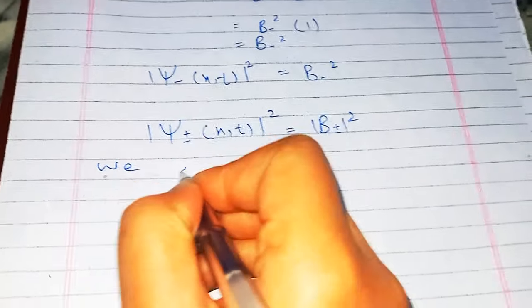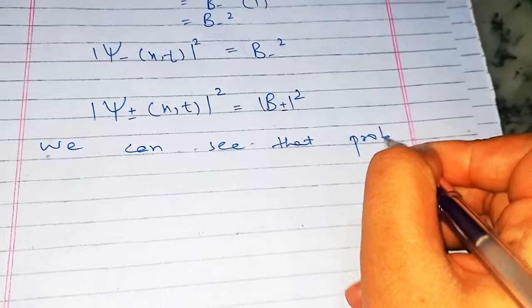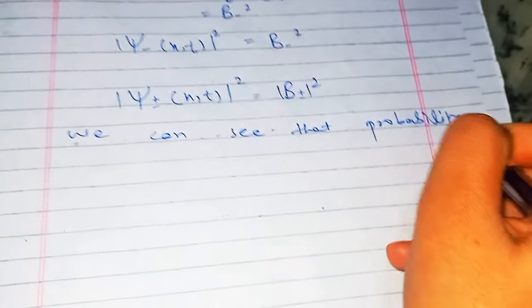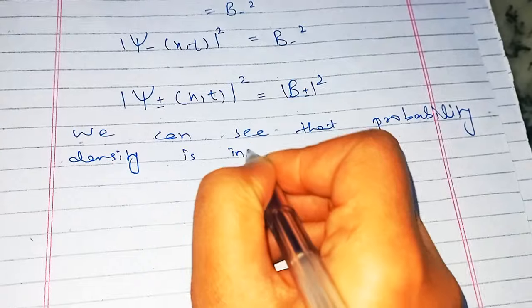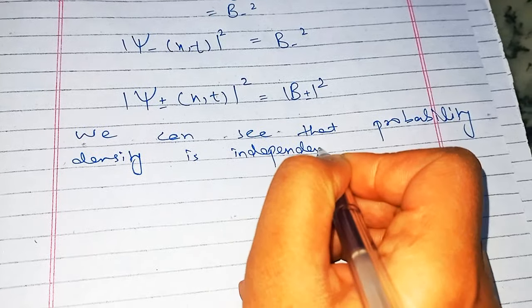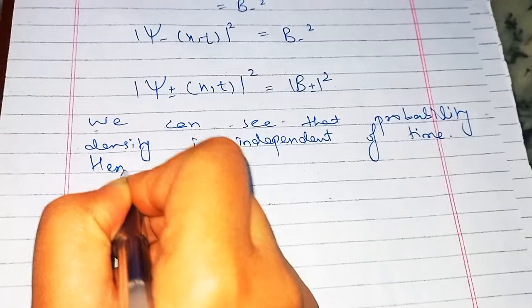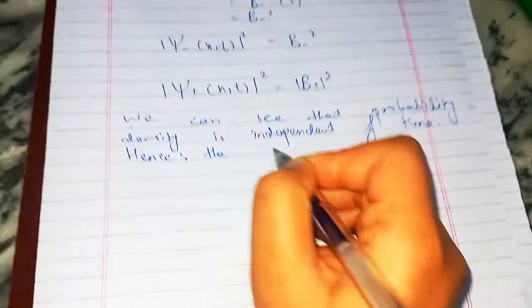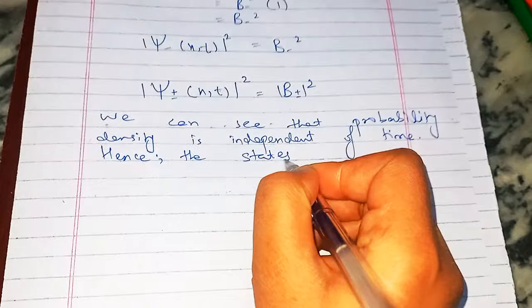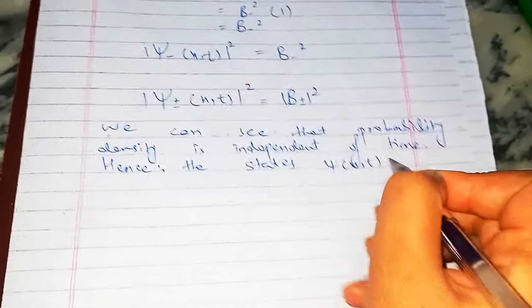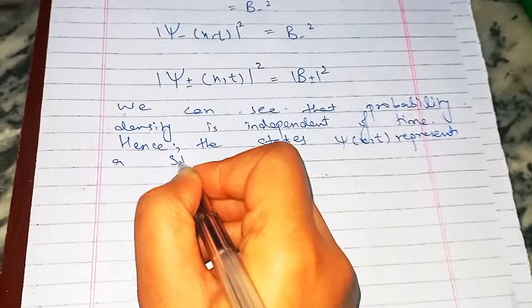We can see that the probability density is independent of time, hence the state psi of x,t represents a stationary state.